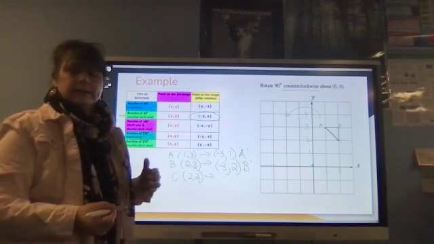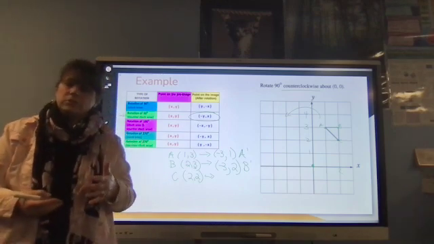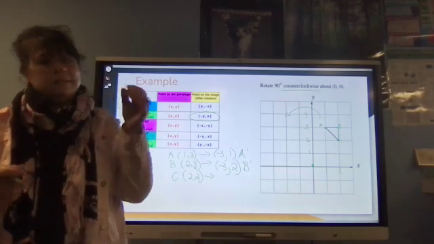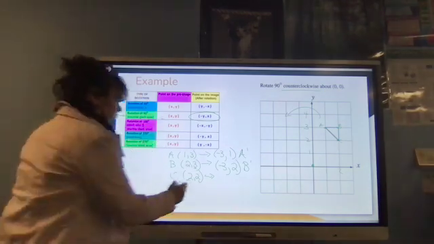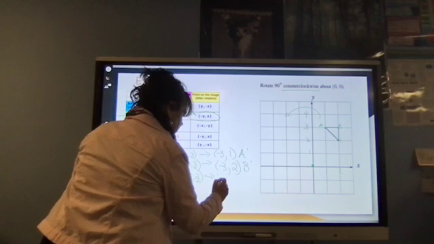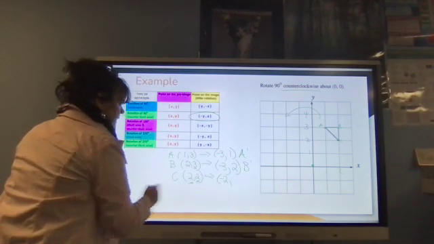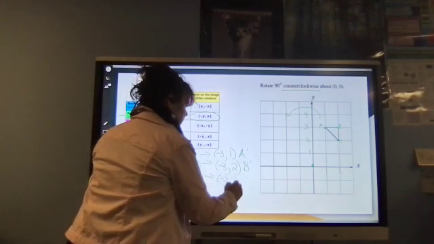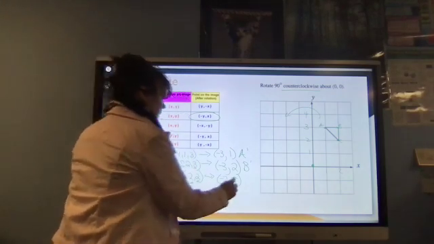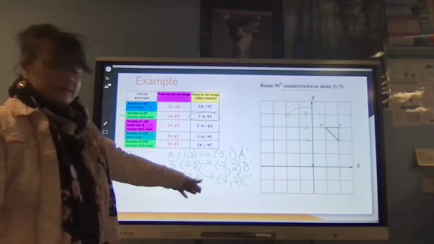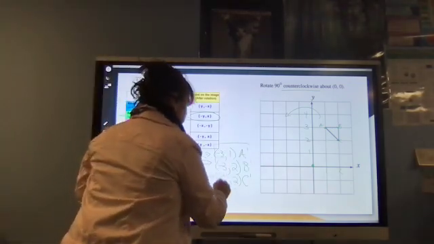Lastly, we have our C, and we're given that it's 2, 2. So we're going to follow the same pattern. We're going to change that into negative y, x. So we're going to take the y and now make it negative, and that's our new x value. Take our original x value, put it in the y position, and do not change the sign. That's our C prime position. And these are our coordinates now for our new image.